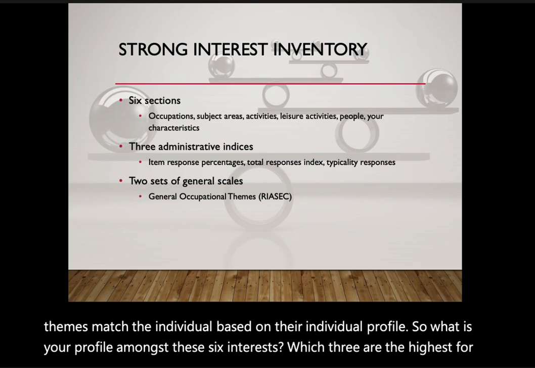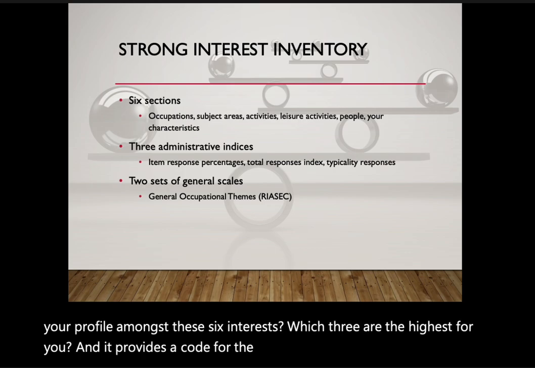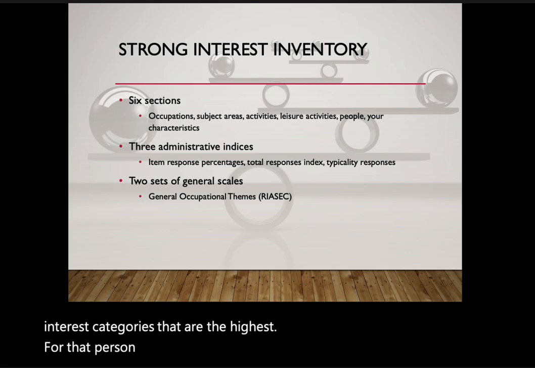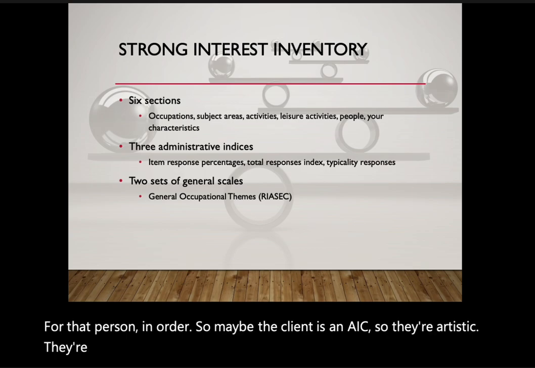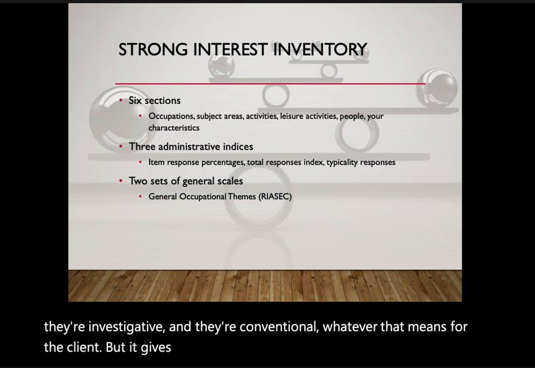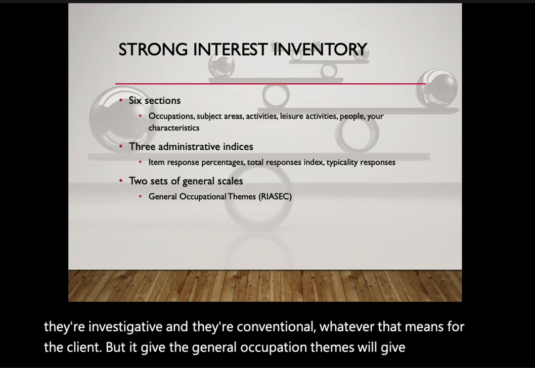And it provides a code for the client. So, the code is the first 3 interest categories that are the highest for that person in order. So, maybe the client is an AIC. So, they're artistic, they're investigative, and they're conventional, whatever that means for the client, but the general occupation themes will give the code for that.